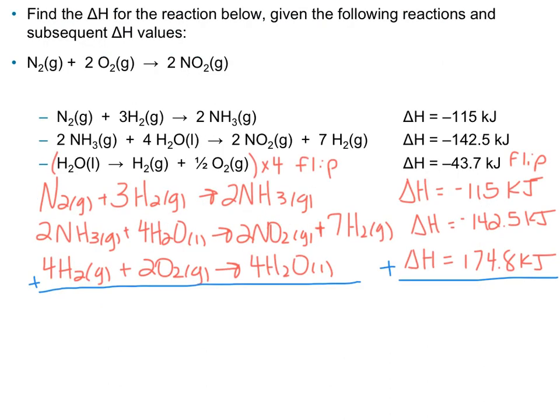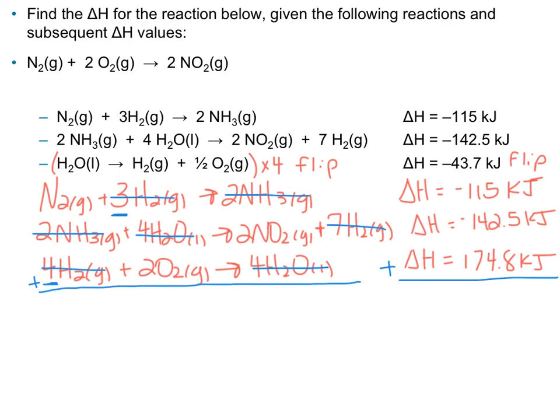So now I'm just going to come in here and look at my 3 equations, add them together, cancel anything that appears the same on both sides. So it looks like I have 2 NH3s on both sides. I have 4 H2Os on both sides. And then I have a bunch of H2s. I've got 3 H2s here and 4 here, both on the reactant side. That makes a total of 7 H2s, which will cancel my 7 H2s on the product side.